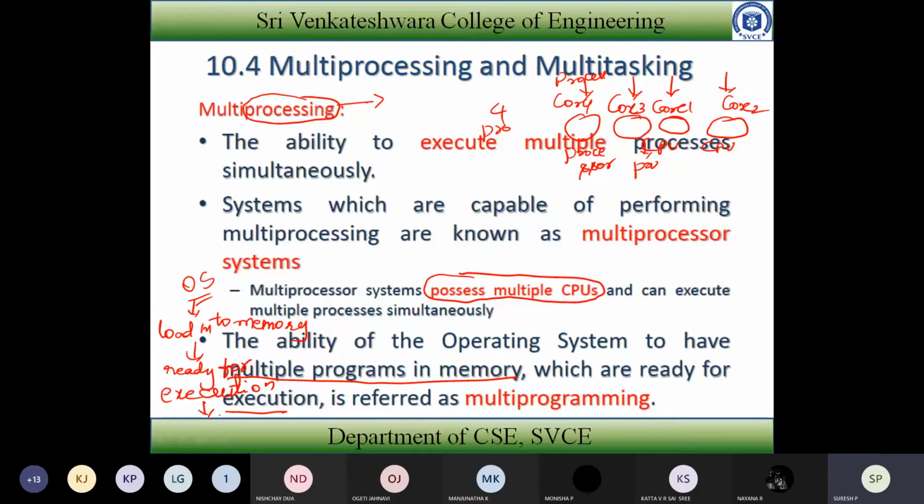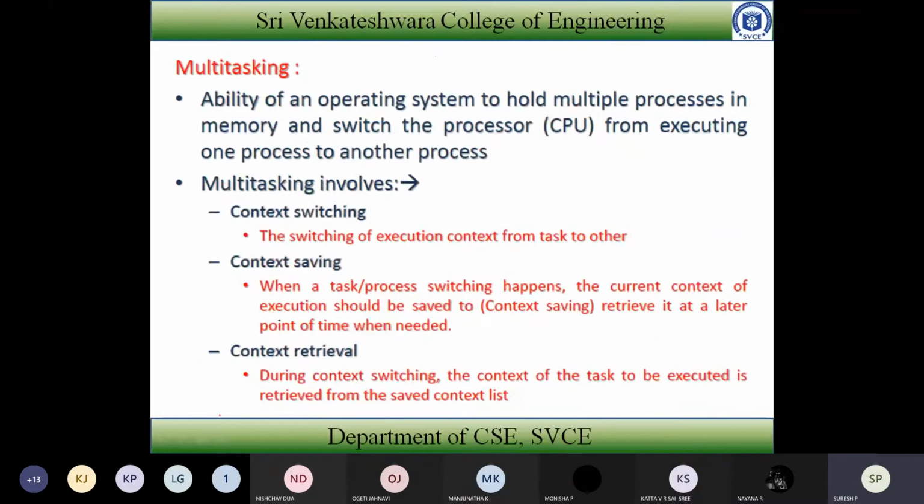The next type is multitasking. We discussed multiprocessing; next is multitasking. So what is multitasking? Multitasking is the ability of the operating system to hold multiple processes in memory. When multiple processes are in memory, depending upon the time quantum, each process will be scheduled. That process will be switching depending upon the scheduling technique you are going to use.